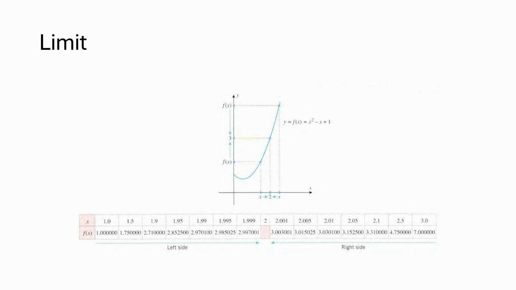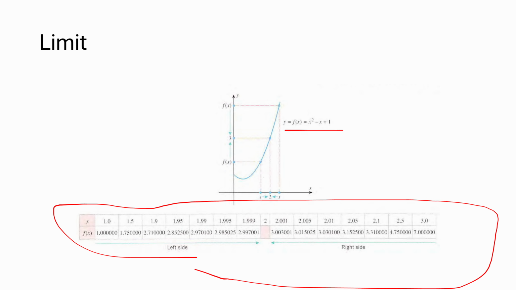So basically, if you consider f of x as x squared minus x plus 1 graph, you can see these values from the left side and right side from 2. So basically, you're finding the limit as x goes to 2 of f of x, and we are considering both sides: the left side, so values that are less than 2, and the right side, values greater than 2. So this is the right side, and this is the left side.